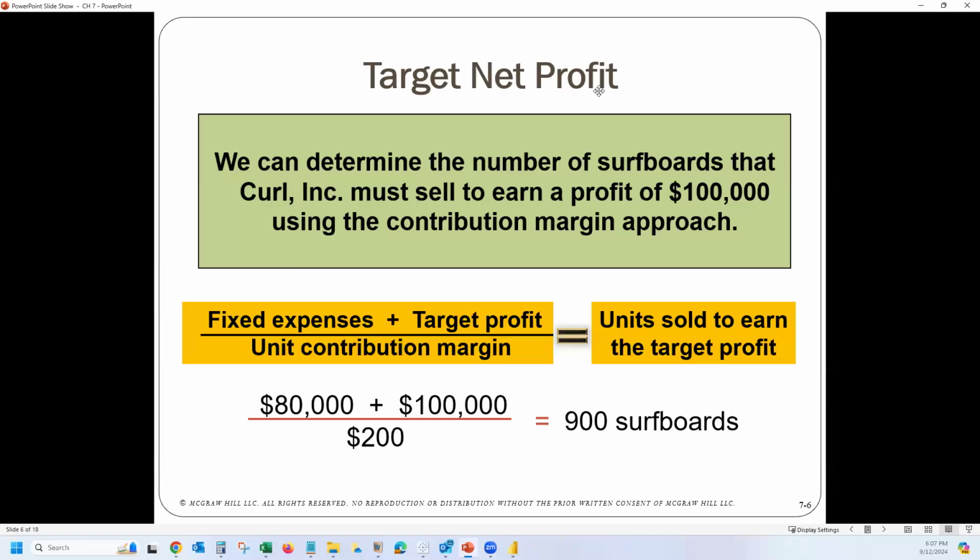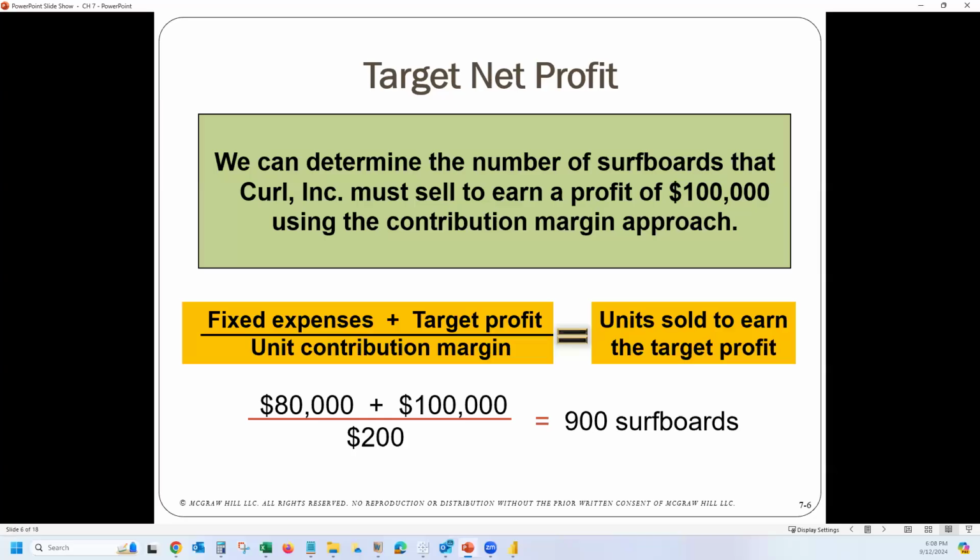Now, the target net profit. The target net profit can be forecasted if we are told that this is what the company wishes to make as a profit. Then, as a marketing manager or as a business manager, you could use that information: the fixed cost plus the target profit divided by the contribution margin, to forecast how many units of products you need to sell in order to start making profit.